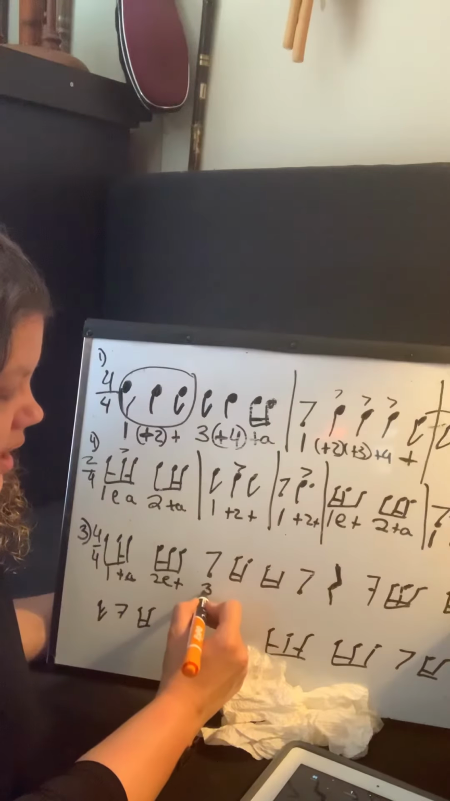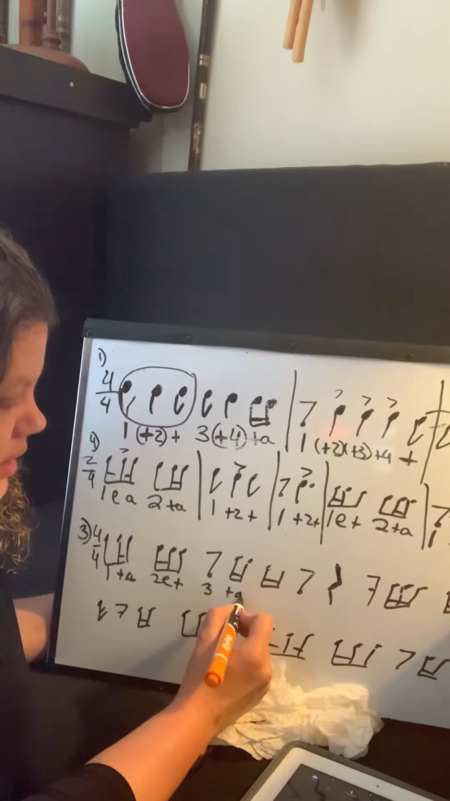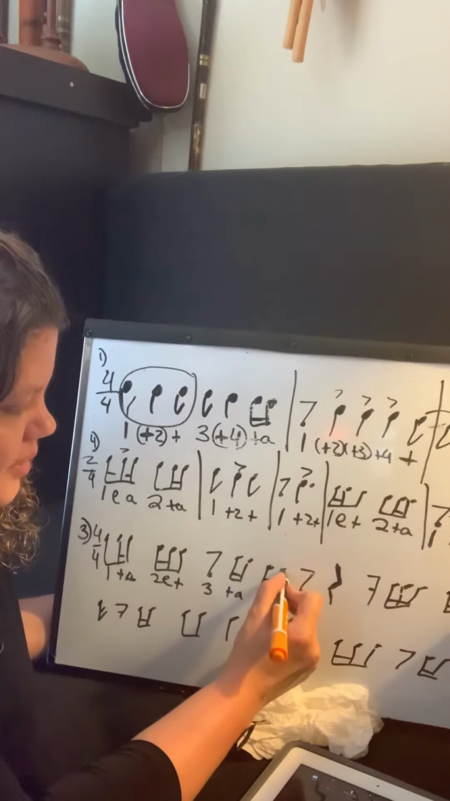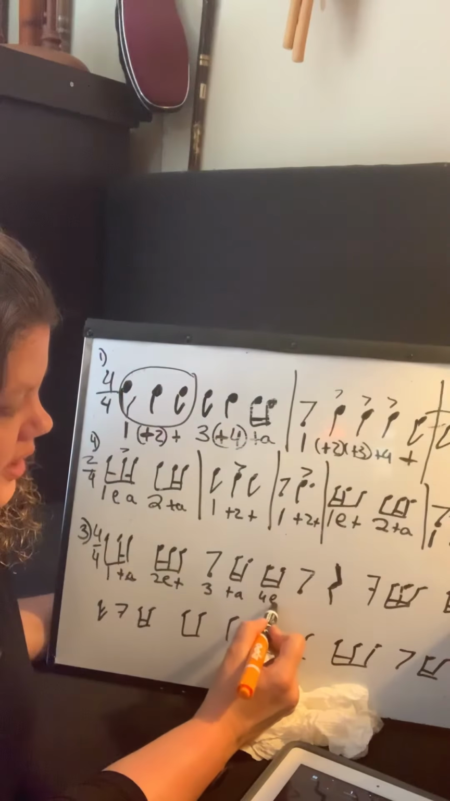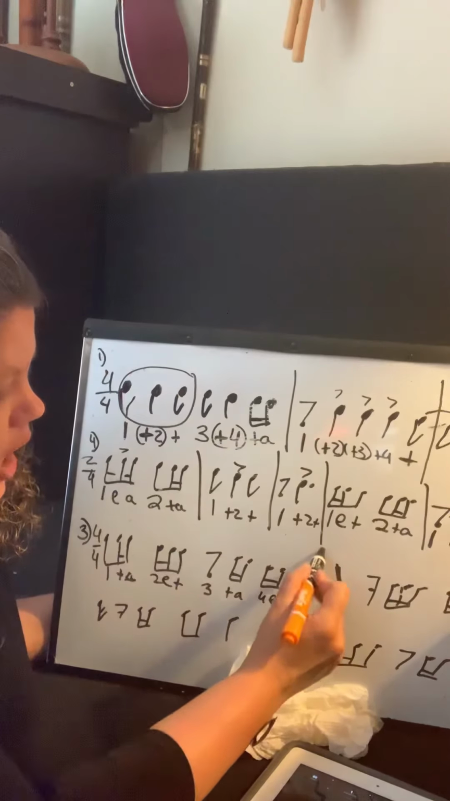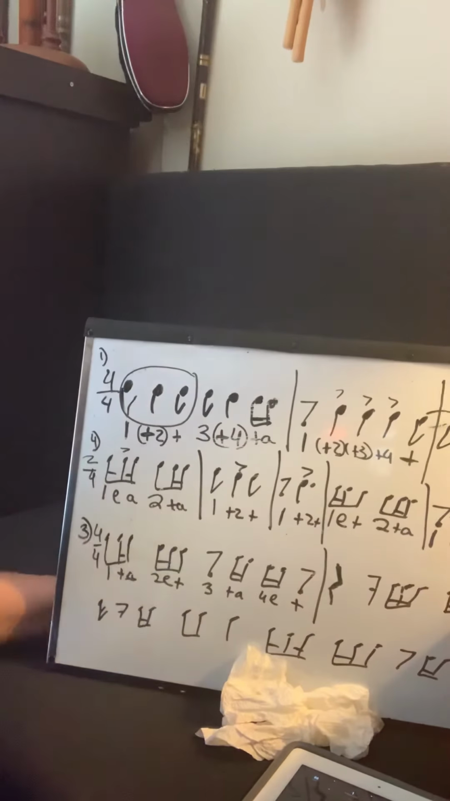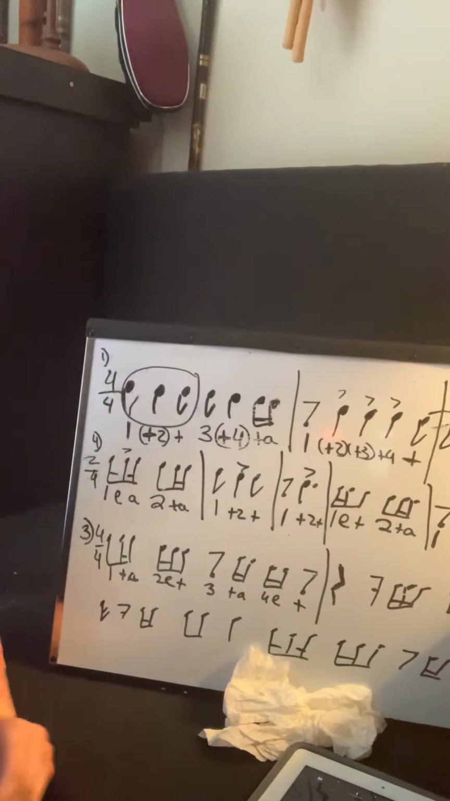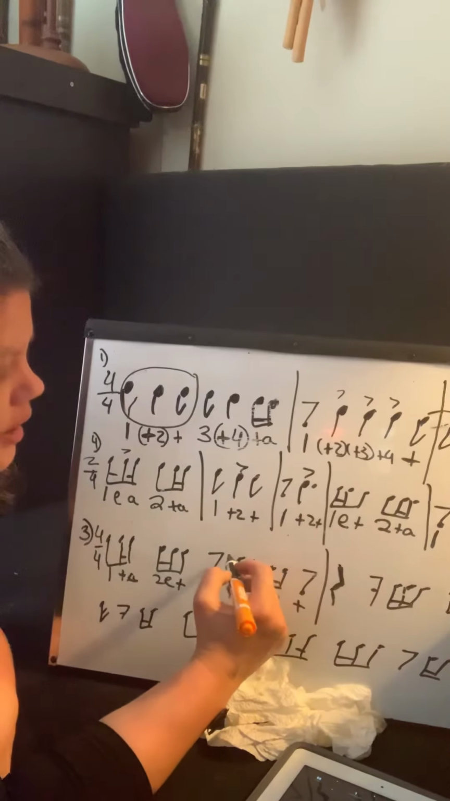Next number's 3 and be clear here. 4 E and bar line. Now let me talk about this for a second. Now, you have 4 sets of 16th notes in a row here.